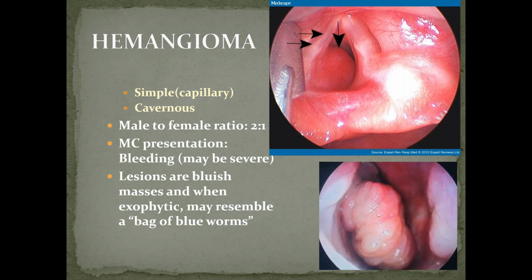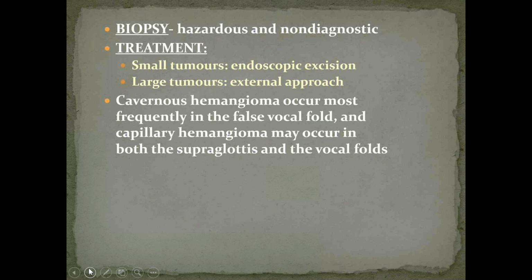So an exophytic mass in this subglottic region is most commonly a capillary hemangioma. A biopsy should not be attempted because it is a vascular lesion. It will cause profuse hemorrhage during the biopsy. So if it is a small tumor, you can attempt endoscopic excision. If it is large, an external approach.